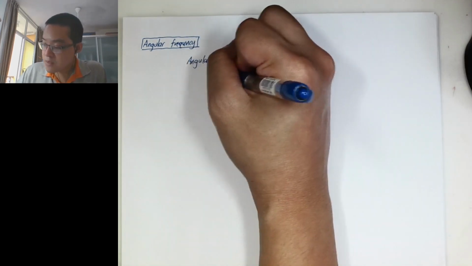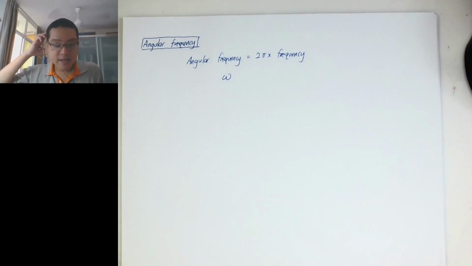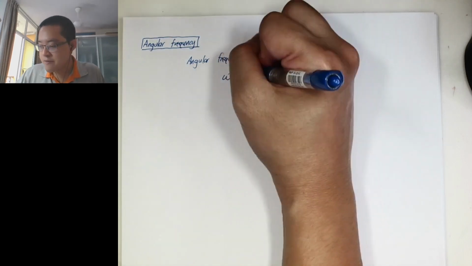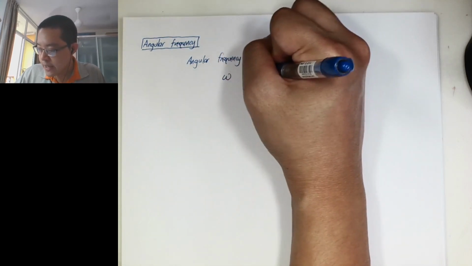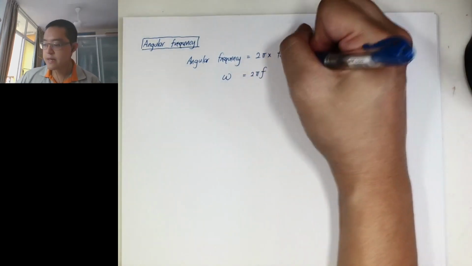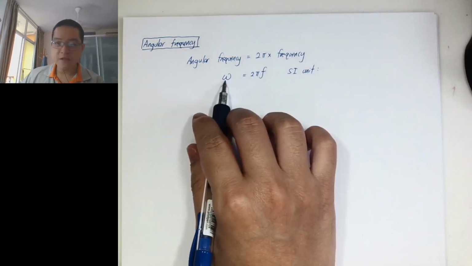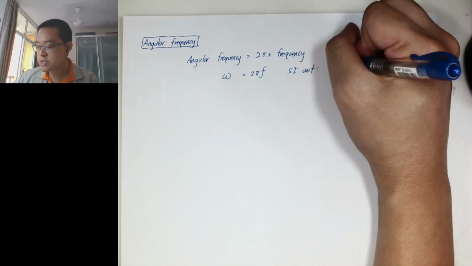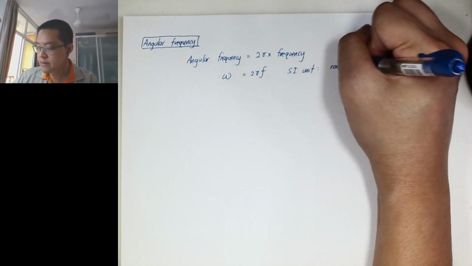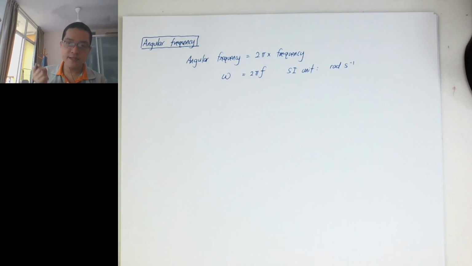The symbol that is being used is omega. It is similar to your angular velocity symbol, and it equals 2 pi f. This is the angular frequency, and the reason they use a similar symbol is because it's a similar dimension. The SI unit is radians per second, because when you times 2 pi, you are changing this into a unit of radians already.